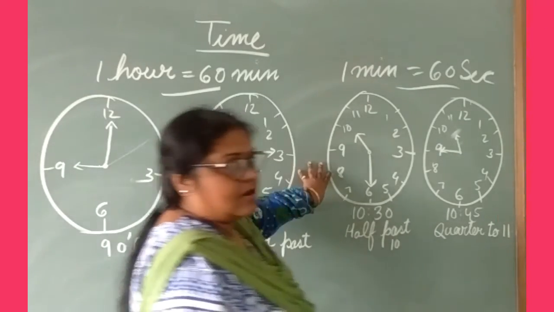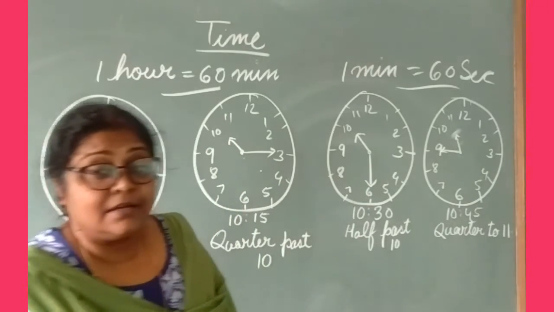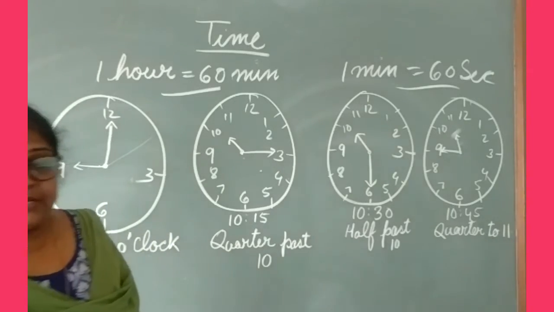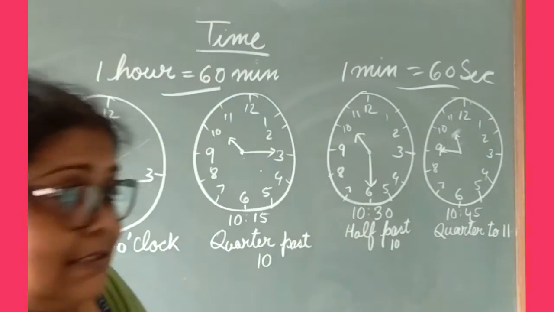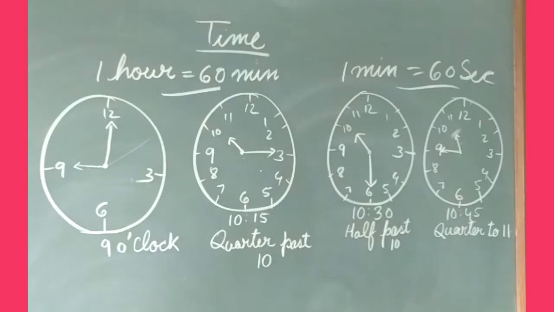In the third clock, you can see that the smaller hand is on 10 and the bigger one is on 6. So it is 10:30. You can say that it is half past 10.